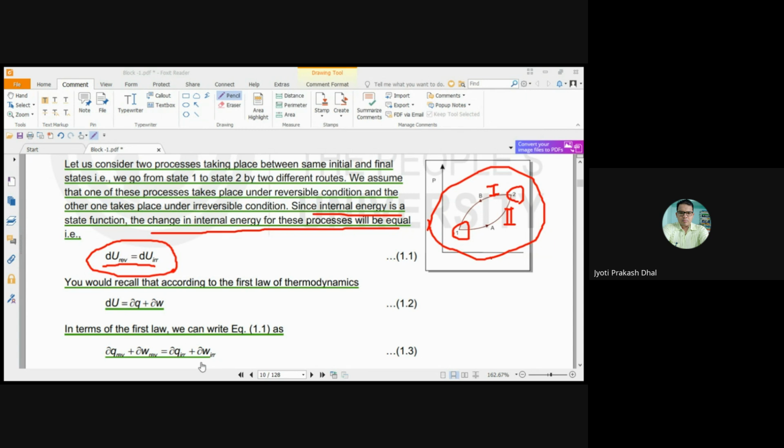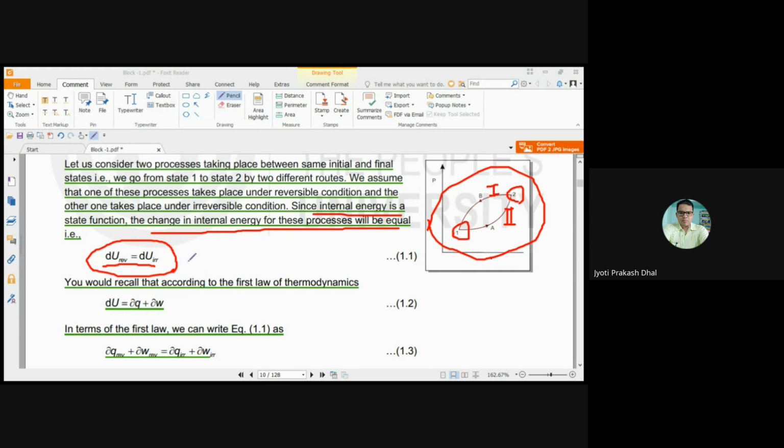Yes. So out of the two routes, we have already assumed that one route is carried out under reversible condition and the other route under irreversible condition. And again, we know that internal energy is a state function. So the change of internal energy in these two conditions should be the same, because according to the rules of the state function, the change of internal energy in the two processes will be the same.